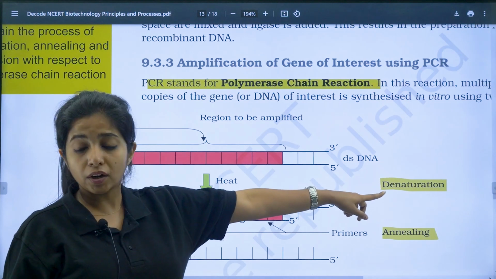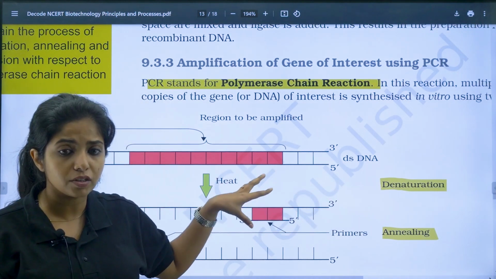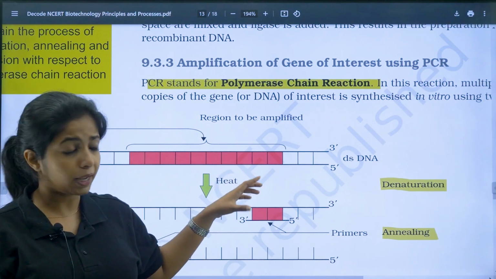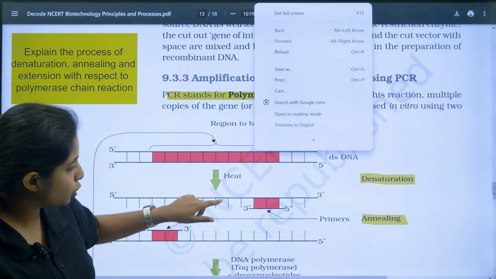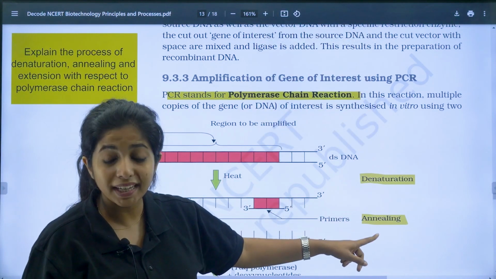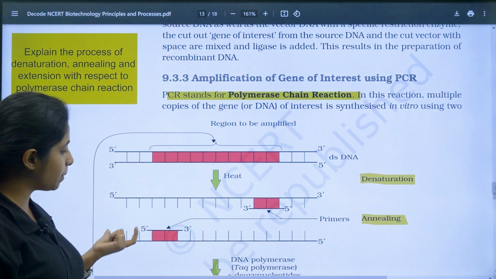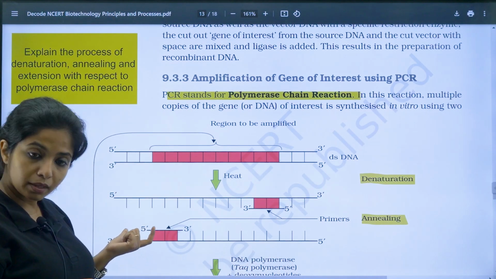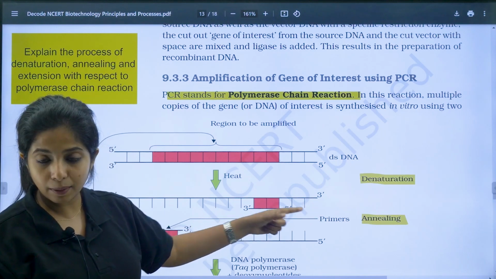The first step that it undergoes is denaturation, my dear children, at high temperature, almost 90 to 95 degrees Celsius. At that particular point of time, both the strands that are there will get separated. So, you see, separation has happened. The next step is annealing, where one primer will come and attach over here, and one primer will come and attach over here. At both the ends, one primer will attach. Please remember, on the 3' side only this primer will attach.